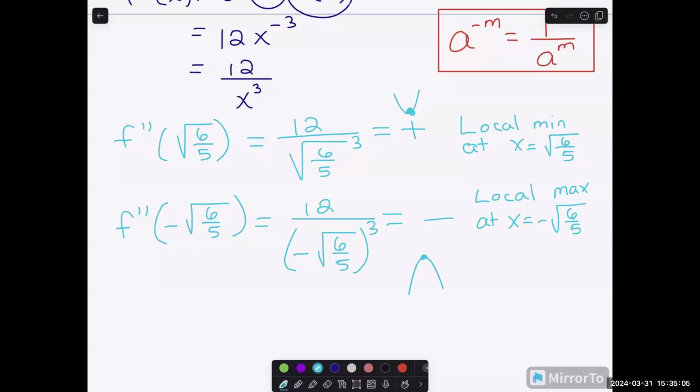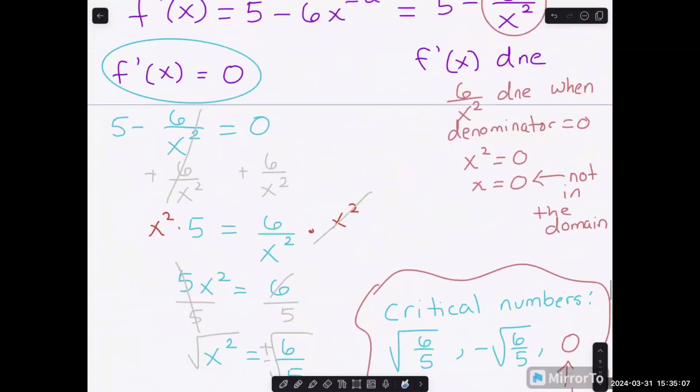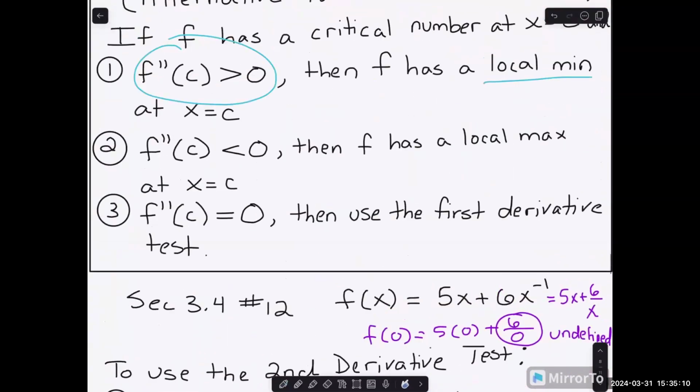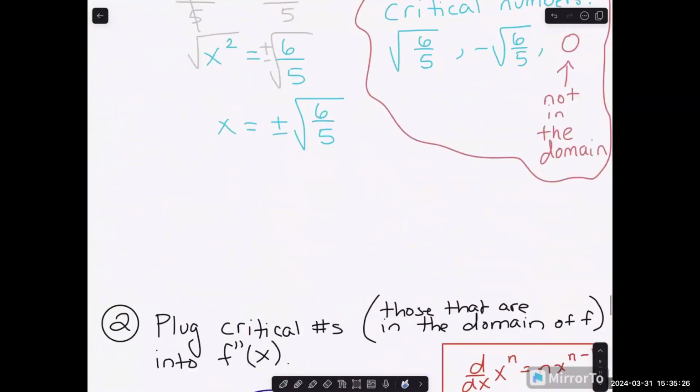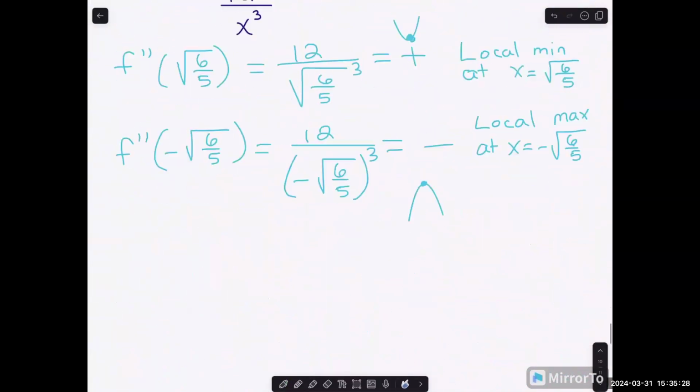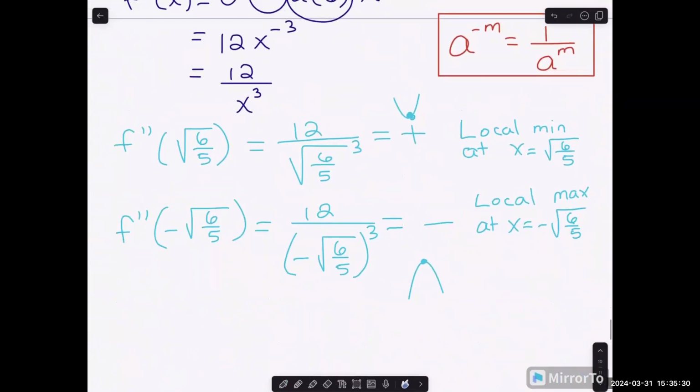And again, just going back to the second derivative test, to reinforce this, when f double prime of your critical number is less than 0, when it is negative, then your function has a local max there. So we get to say that we have a local min at x equals root 6 over 5 and a local max at negative root 6 over 5.